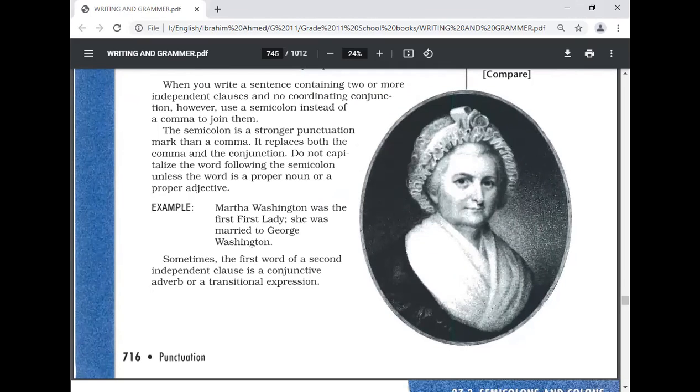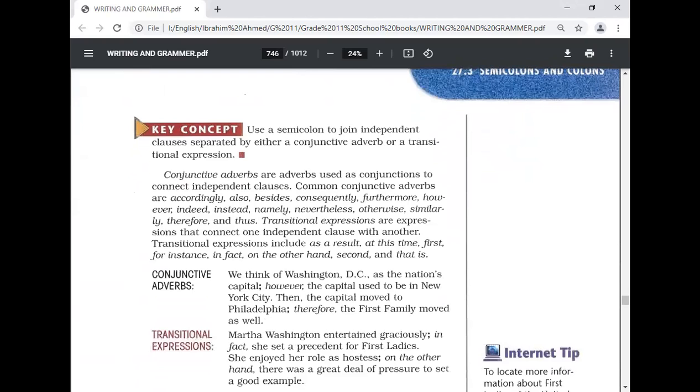Martha Washington was the first lady; she was married to George Washington. Sometimes the first word of a second independent clause is a conjunctive adverb or a transitional expression. Use a semicolon to join independent clauses separated by either a conjunctive adverb or a transitional expression.